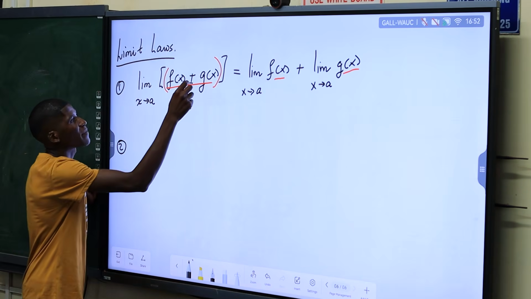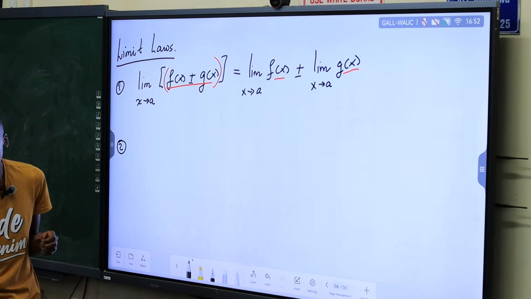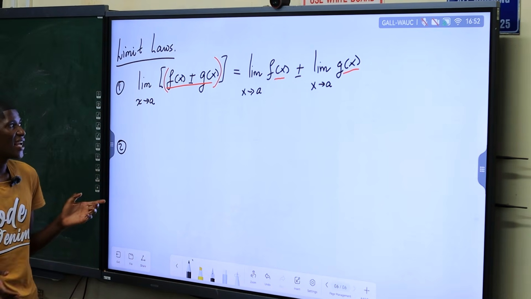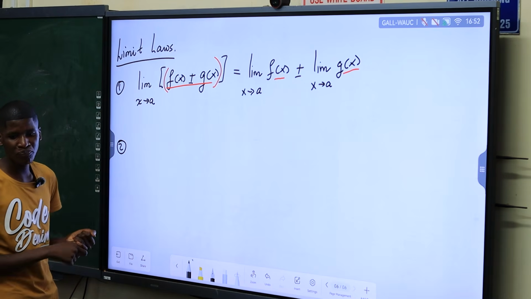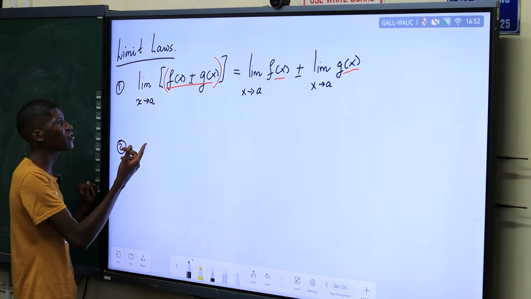Also, let me say plus or minus. So this also applies to minus. It still works the same way. Then what else can we have? Limit of a quotient, a square root, a constant multiple.